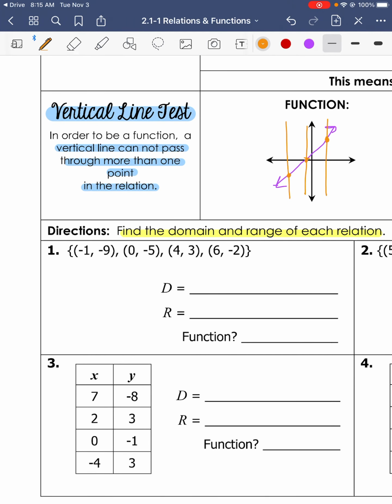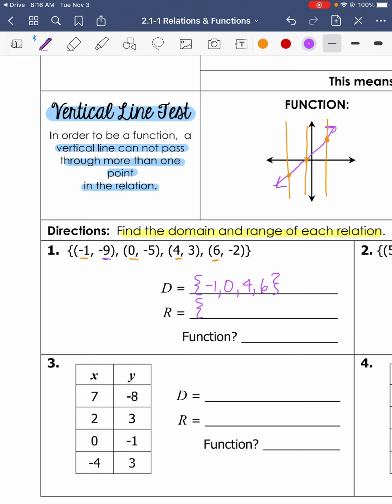So the domain is the set of all the x values. What we're just going to do is look for all the x values here, and just write them as a set. As a set, we open with the curvy bracket here, and generally we list these from least to greatest. So I'm going to start with -1, 0, 4, and 6. Those are all my x values here.